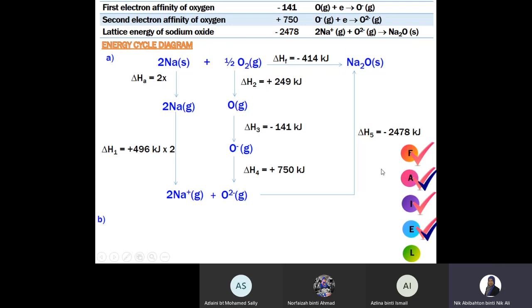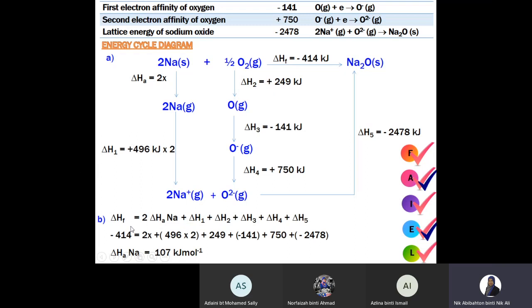Again, we're going to apply Hess's law to calculate the enthalpy of atomization of sodium. So applying Hess's law, substitute all of the values from the cycle, then we should get the value of the enthalpy of atomization of sodium equal to 107 kilojoule per mole. So you can also write it back: enthalpy of atomization of sodium, positive 107 kilojoule per mole.